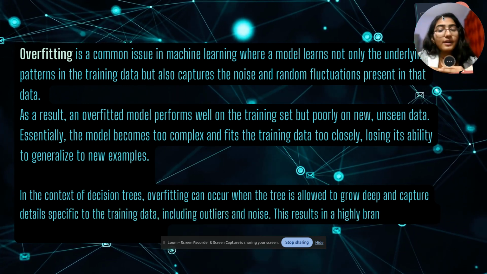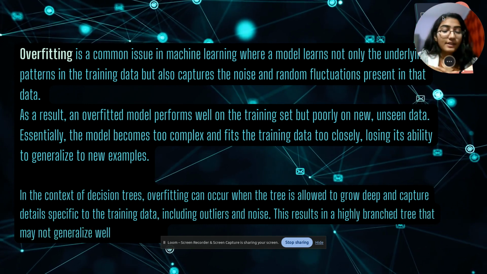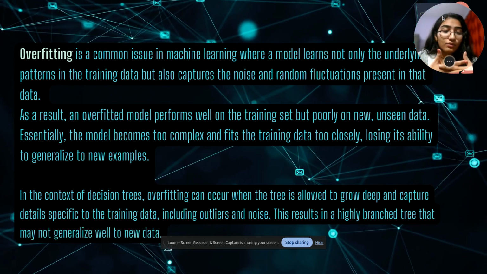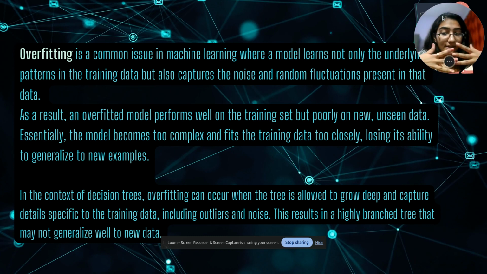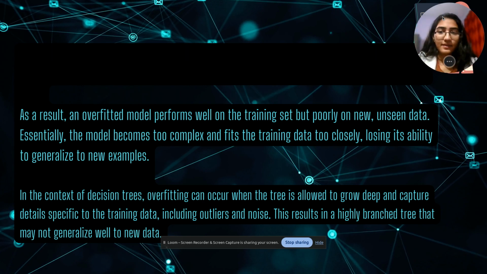examples. In the context of decision trees, overfitting can occur when the tree is allowed to grow deep and capture details specific to the training data, including outliers and noise. This results in a highly branched tree that may not generalize well to new data. It means too much information, which makes it very, very complicated.